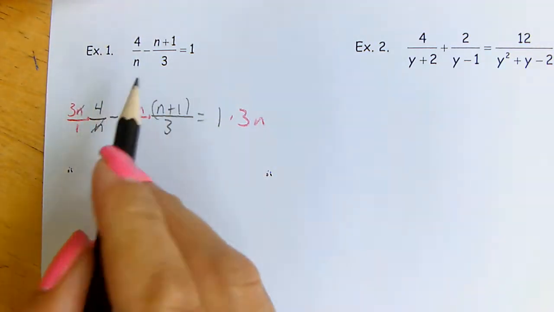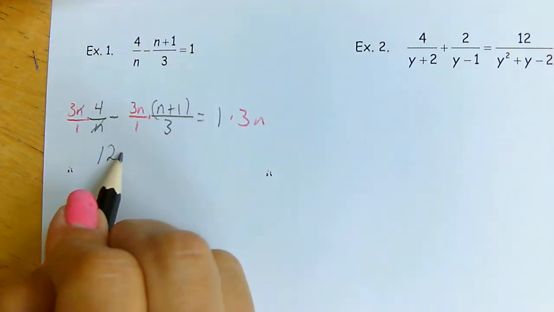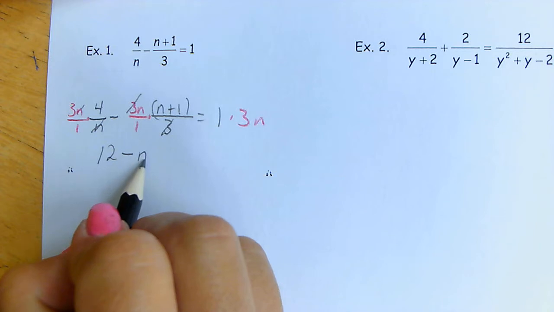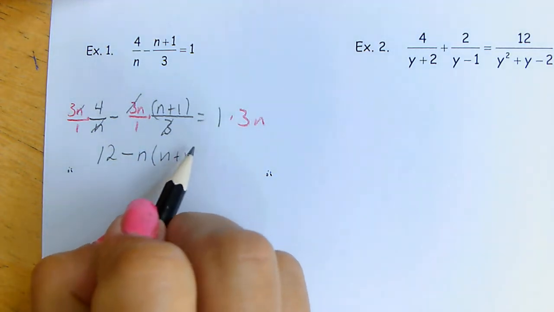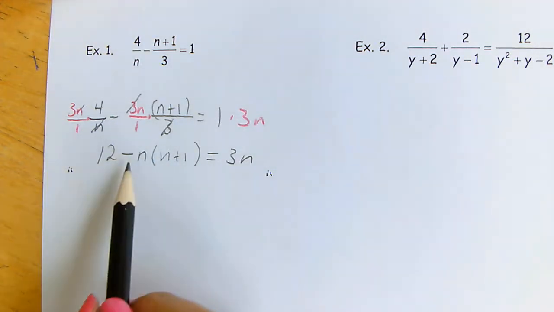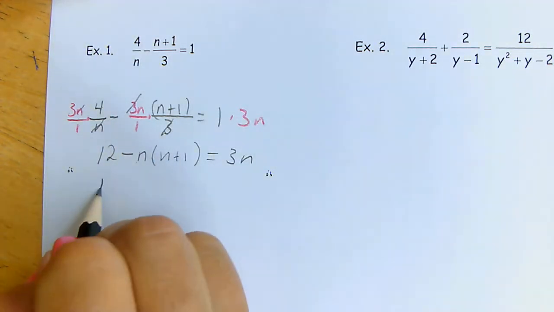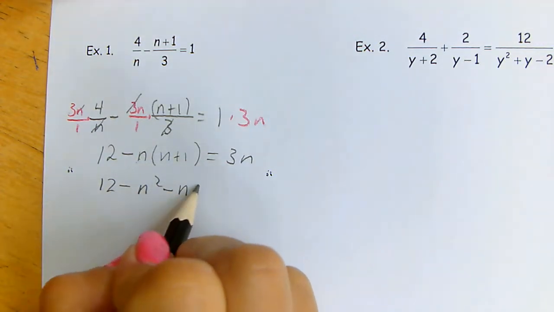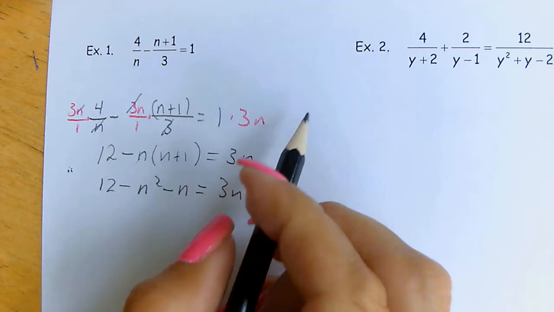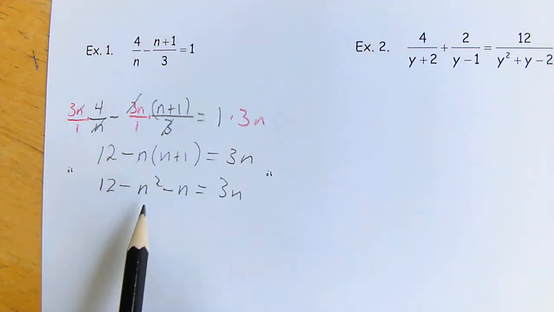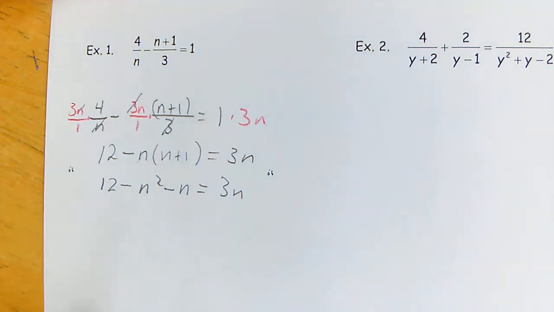Here my n's divide out, I'm left with 3 times 4. Here my 3 divides out, and I'm left with n times n plus 1. Here, 3n times 1. Now I'm going to distribute and solve. 12 minus n squared minus n equals 3n. Now as soon as I see an exponent of 2, I'm going to set it equal to 0 to factor to solve, because I know I'm using algebra 2 to factor to solve.